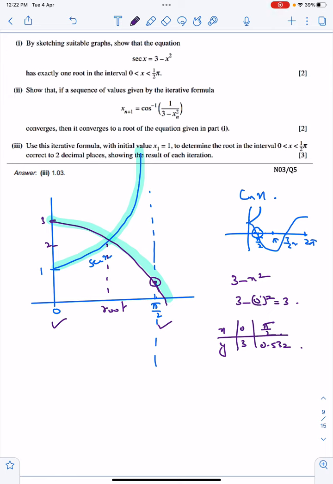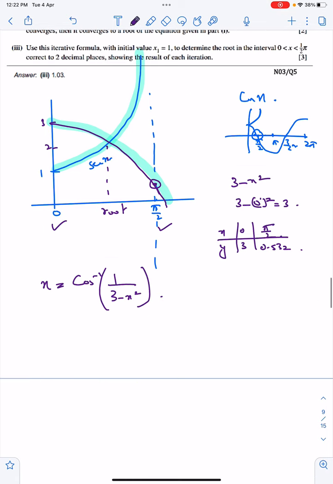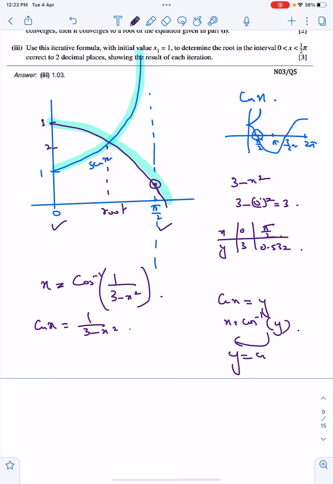Show that if a sequence of values given by the iterative formula converges, then it converges to a root of the equation given in part 1. What you have to do for this is get rid of all the n's from here. So I'm writing x equals cos inverse of 1 upon 3 minus x squared. If x equals cos inverse of this, you can actually write cos of x equals 1 upon 3 minus x squared. Like if I have cos of x equals y, I can write x equals cos inverse of y. So if I have to come back to this, I will write y equals cos of x. This is what I am doing right now.